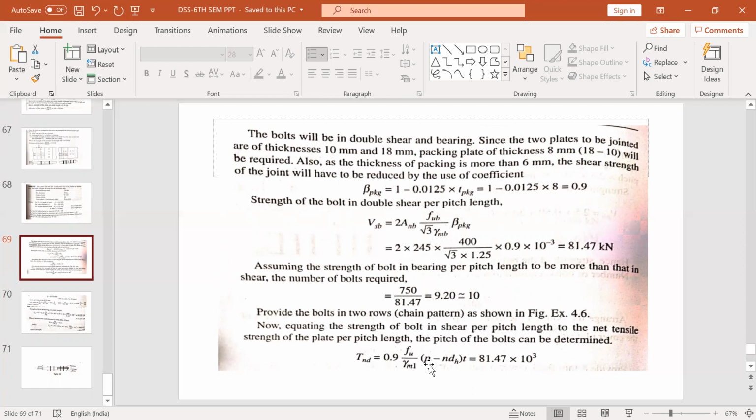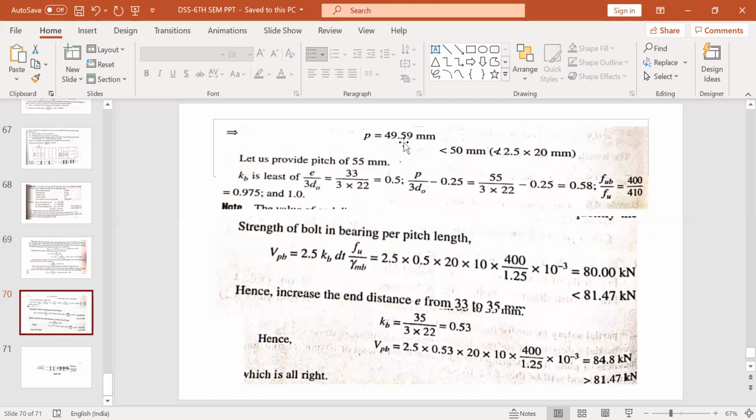But what you are doing, you are not assuming the pitch here. You are finding it out. This is the difference. You're finding out the pitch by equating the tensile strength of the plate to the shear strength. These are the assumptions you are making. So equate this to this.